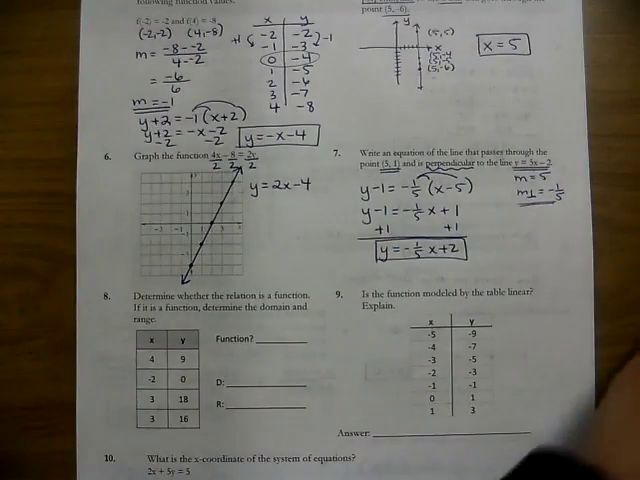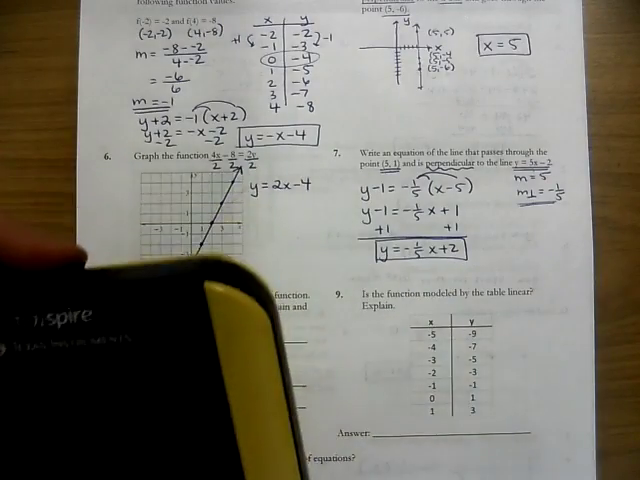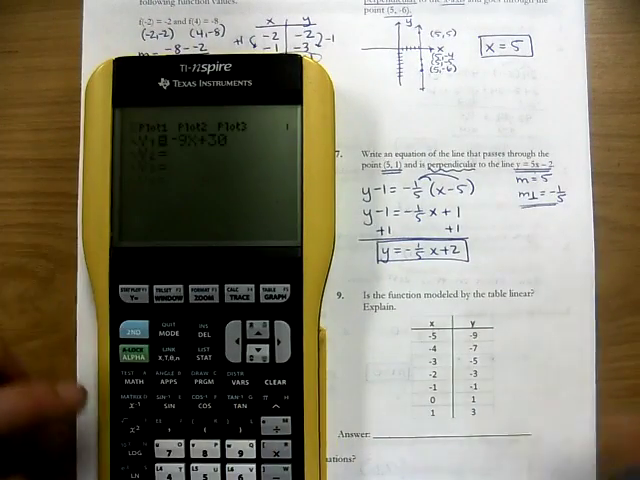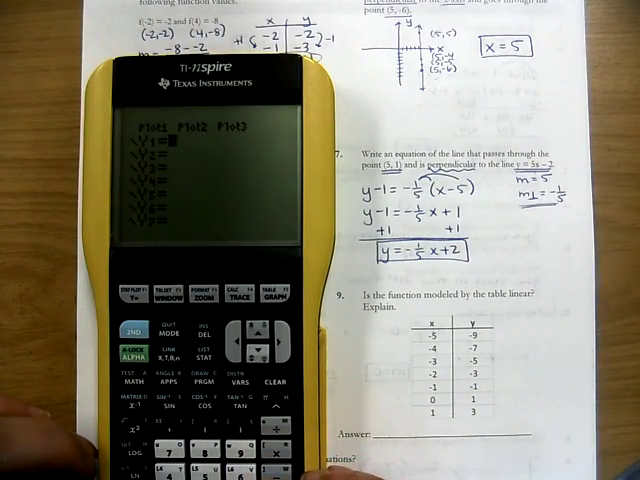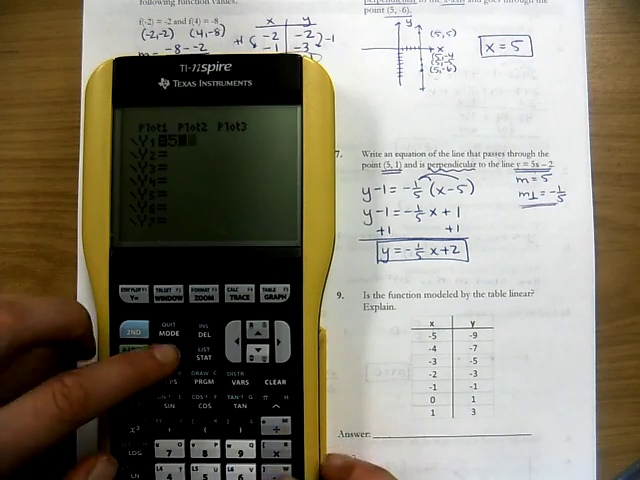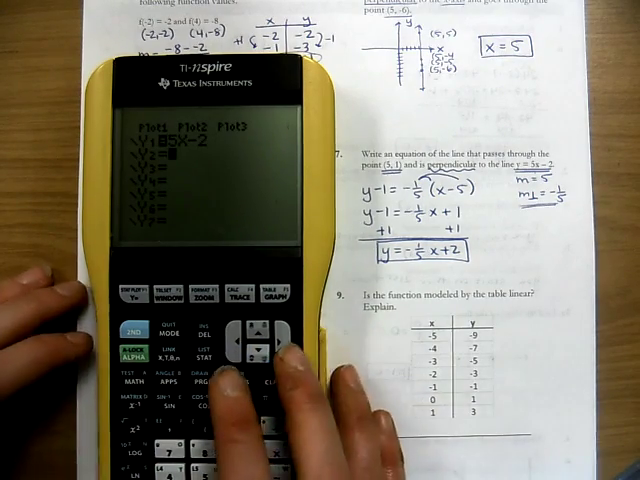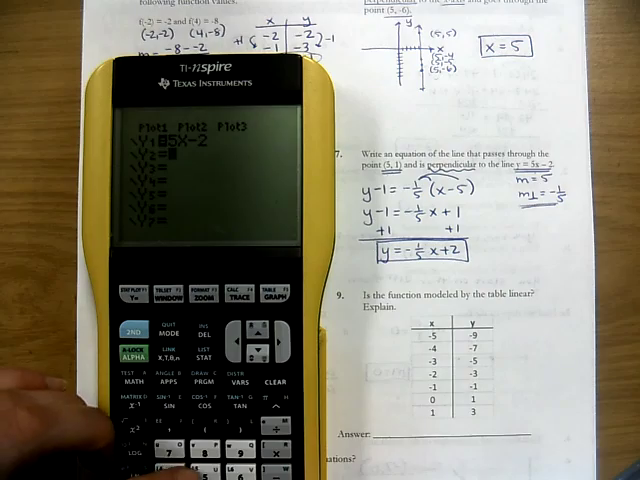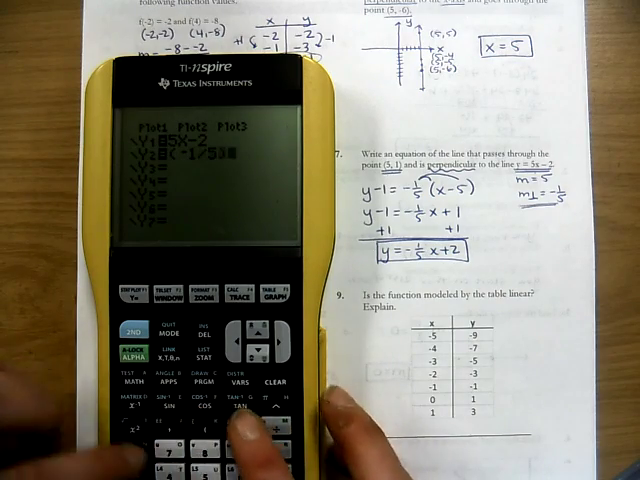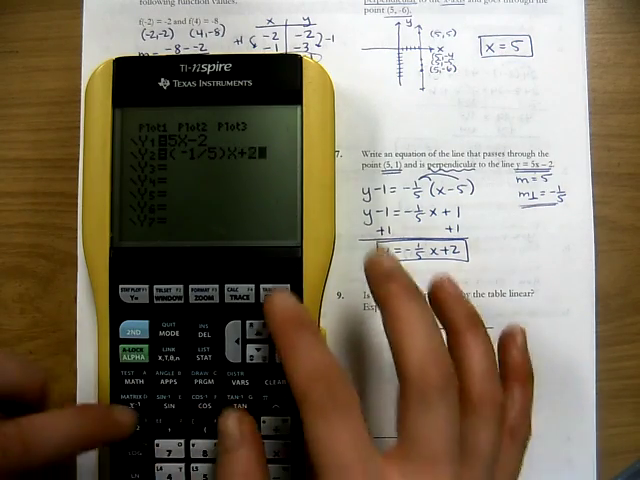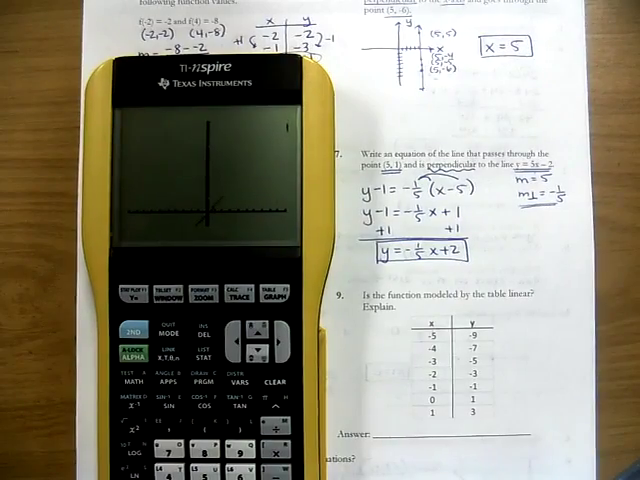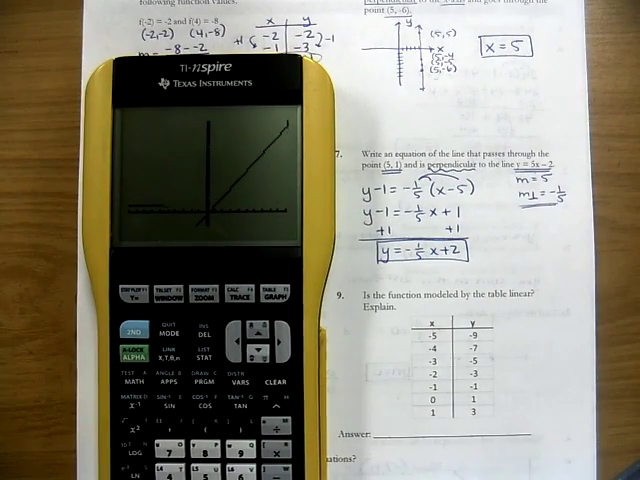There's my answer. Now if I go to graph this, y equals, let's clear that, we take the original equation, 5x minus 2, and the other equation that we just wrote, negative 1/5 x plus 2. I go to graph it. Because of my window, these do not look perpendicular.